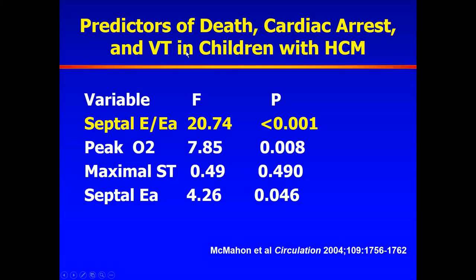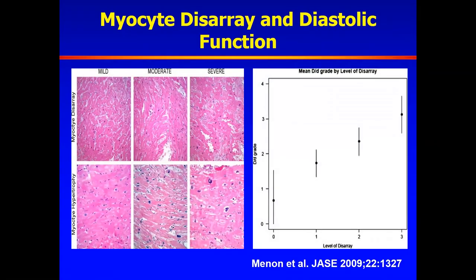Importantly, if you look at predictors of death, cardiac arrest, ventricular tachycardia in these children with hypertrophic cardiomyopathy, the E to E prime ratio was an important predictor, as was peak oxygen consumption, but not maximum septal thickness, and E prime velocity was barely significant. So these indices should be looked at and considered because they can help risk stratify.